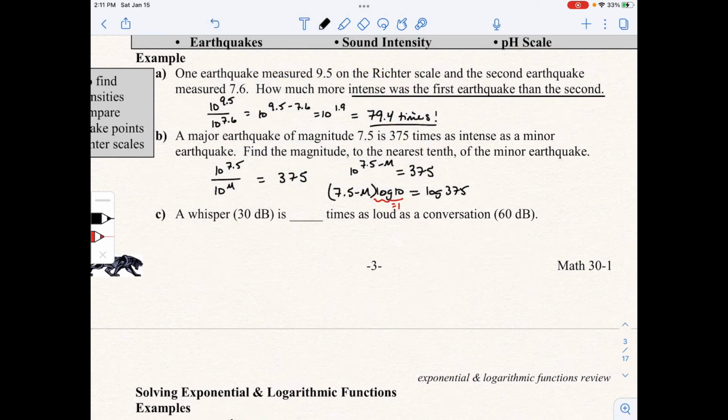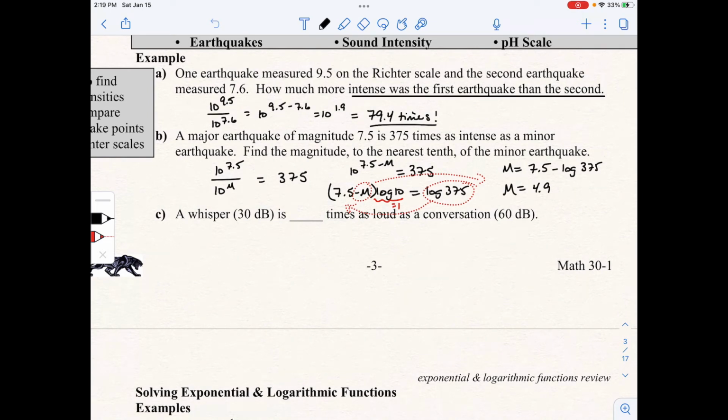And when we move this minus m over, and we move our log 375 over, we get m is equal to 7.5 minus log 375. And if I just plug that into my calculator, I get 4.9. Okay, so the second earthquake had a magnitude of 4.9 on the Richter scale.